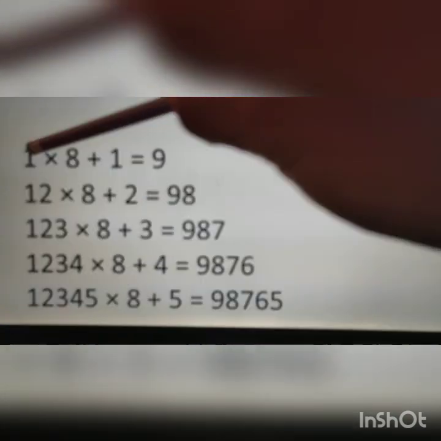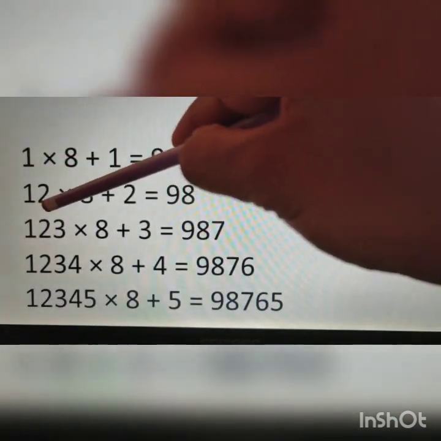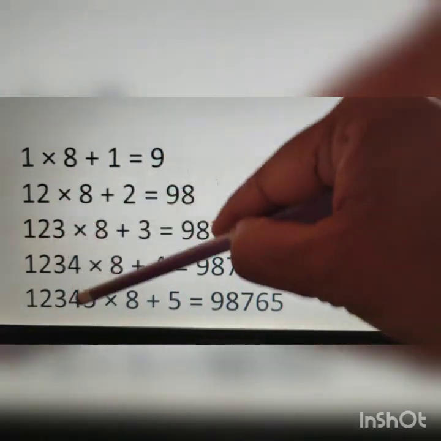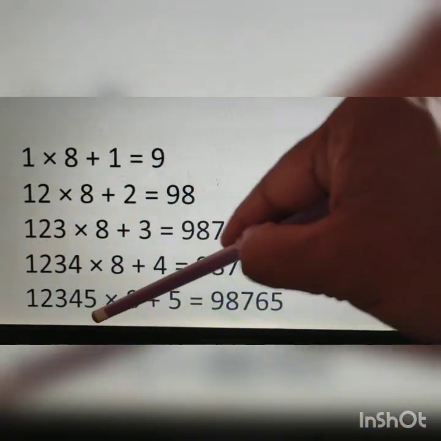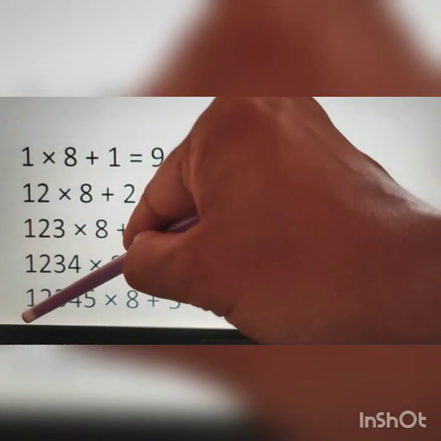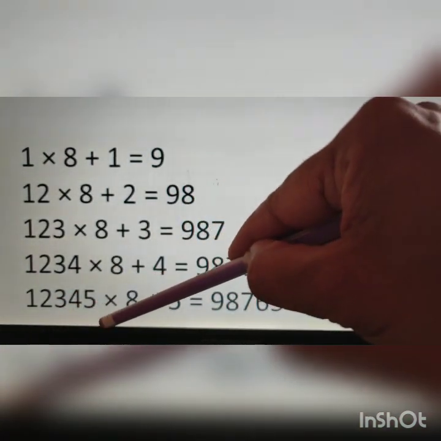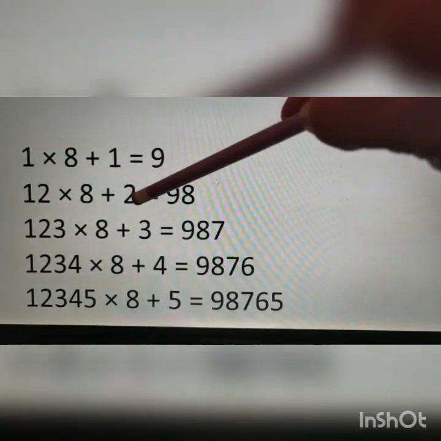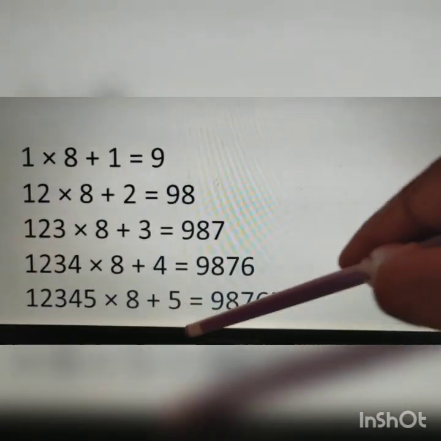In this, the first line, digit 1 is there, and second line 2, third line 3, fourth line 4, fifth line 5 is added to the previous number. So, in the sixth line, what will come? 1, 2, 3, 4, 5, then 6 will come. And 8 is repeating in all the lines. And here 1, 2, 3, 4, 5. So, in the next line, plus 6 will come.